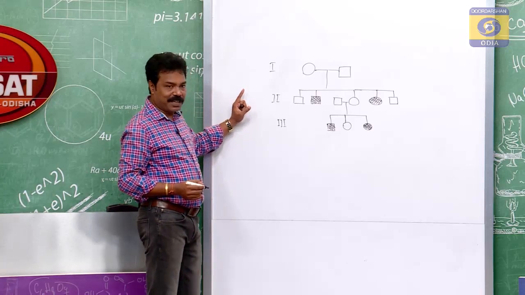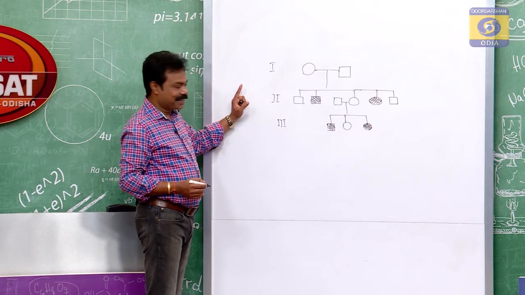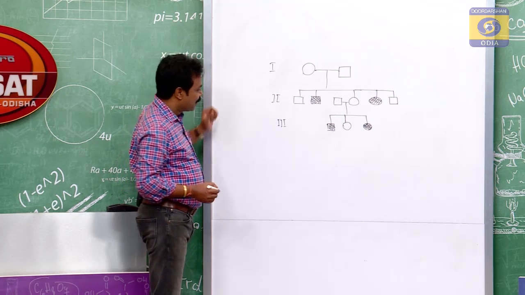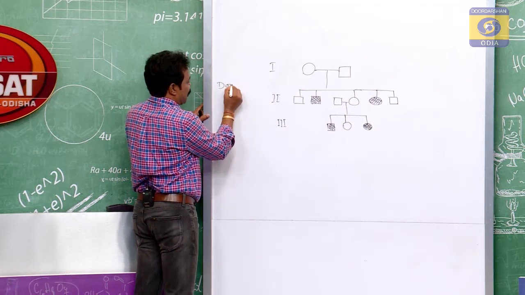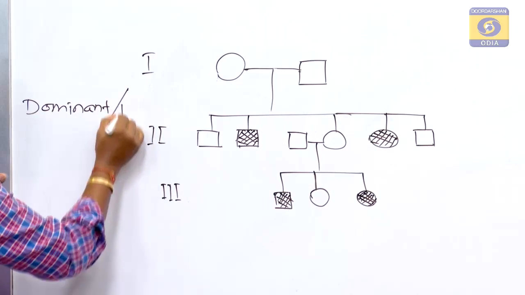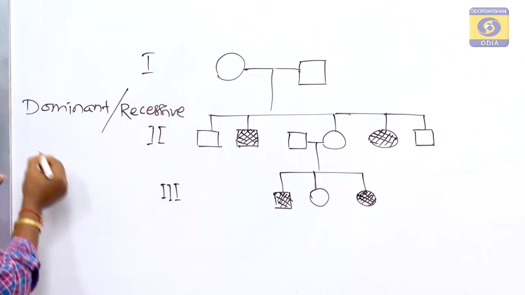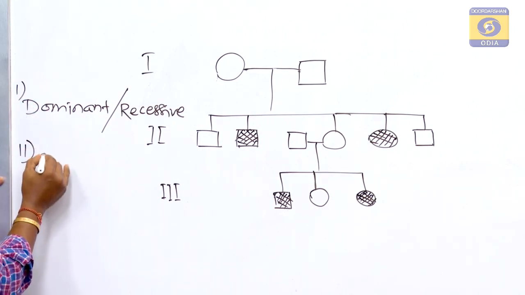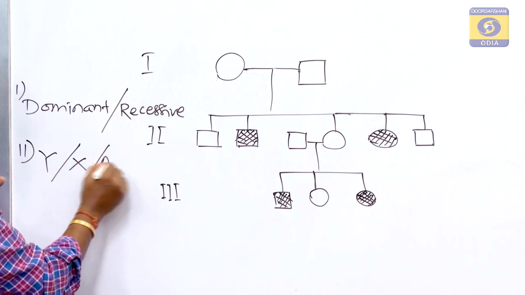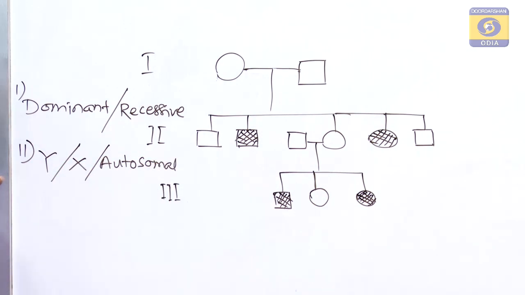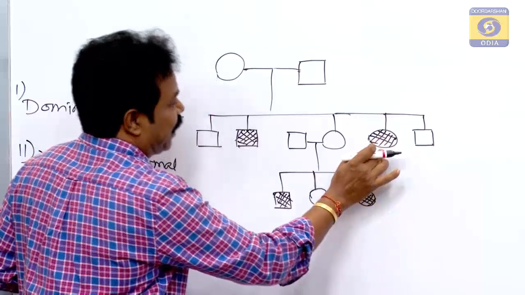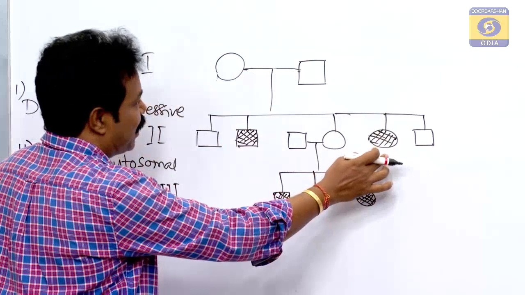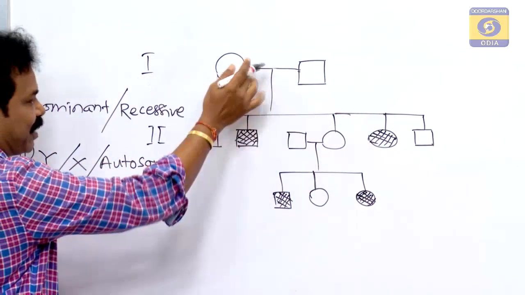Now, the analysis of the data is based on the principle of probability, elimination of alternatives. We shall discuss whether the trait is dominant or recessive, and second, whether it is Y-linked or X-linked or autosomal. You can say it is not dominant because in this case you see it is present in the offspring but not found in parents. When the trait is present in the offspring but not in the parents, it is not dominant. You have to consider it as recessive.